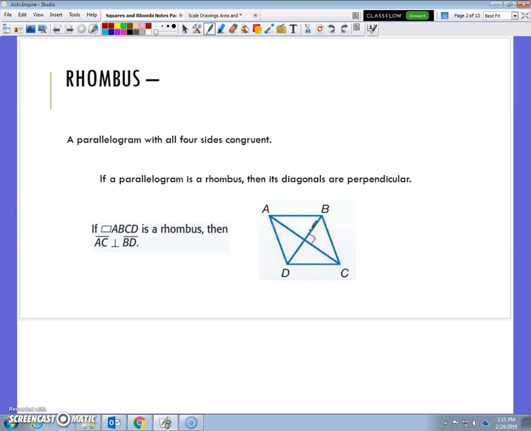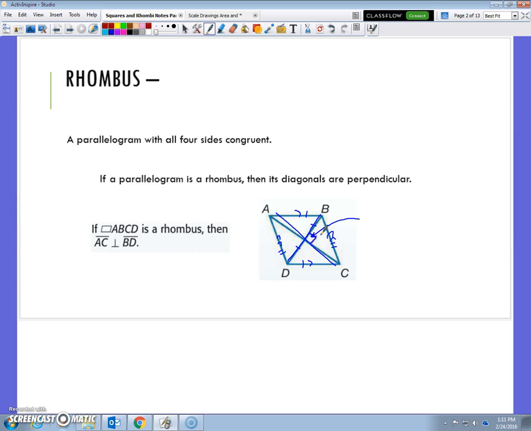So if it's a rhombus, we know all these things. We know parallel, parallel, same length, same length, same length, same length. We know this guy is the same length as this guy. We know this is the same length as this guy. We know that this is a right angle. That's the new one. That's the big one right here, the right angle where they intersect. That's the big one.